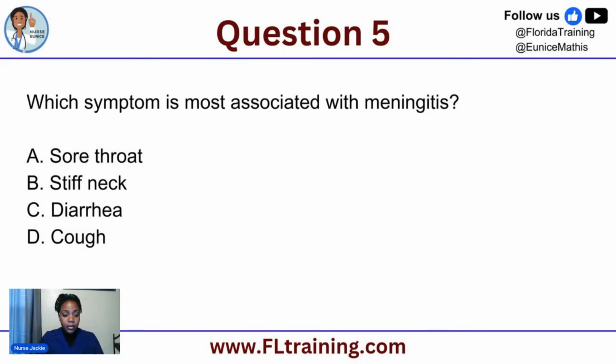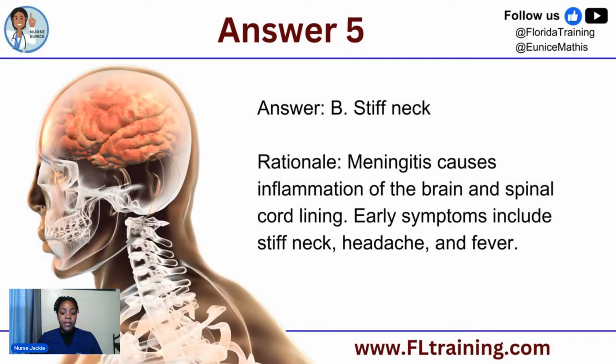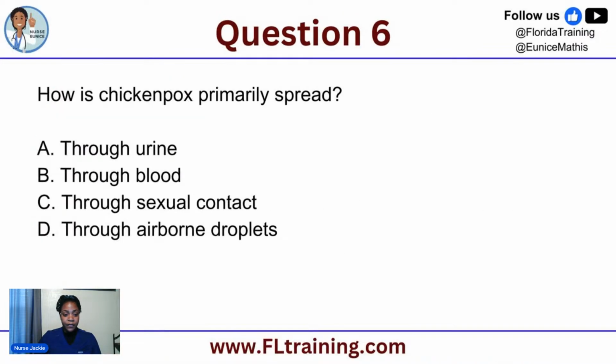Okay. Reveal the answer in 3, 2, and 1. B, stiff neck. Meningitis causes inflammation of the brain and the spinal cord lining. Early symptoms include stiff neck, headache, and fever.